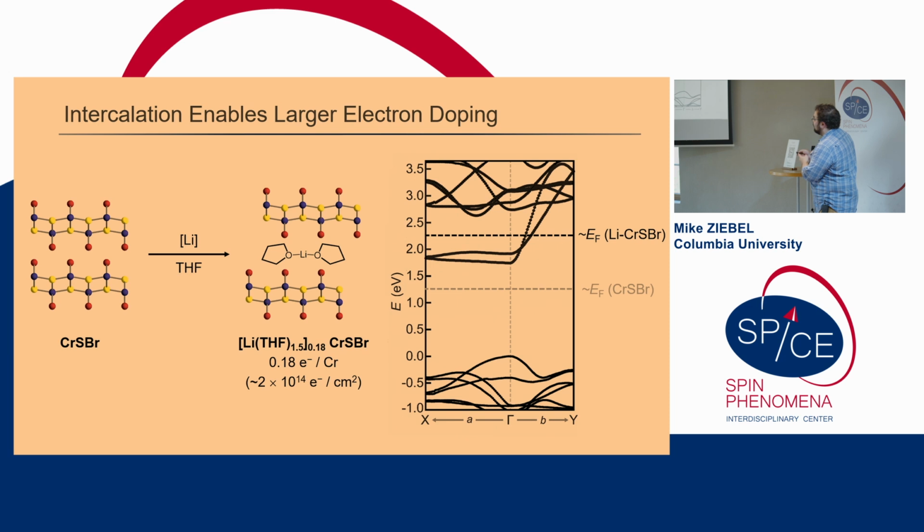So by reacting the pristine material with this strong reductant, we can intercalate lithium ions in addition to these THF molecules, which are neutral, but are just the solvent of the reaction. We can intercalate about 0.18 lithiums per chromium. Each lithium transfers 1 electron to the van der Waals layers. And so in a 2D sense, this corresponds to an electron doping of about 2 × 10⁻⁴ per centimeter squared for each van der Waals layer.